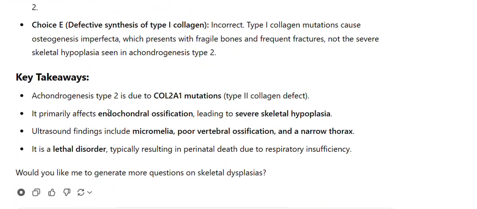Incorrect. Type 1 collagen mutations cause osteogenesis imperfecta, which presents with fragile bones and frequent fractures, not the severe skeletal hypoplasia seen in achondrogenesis type 2.